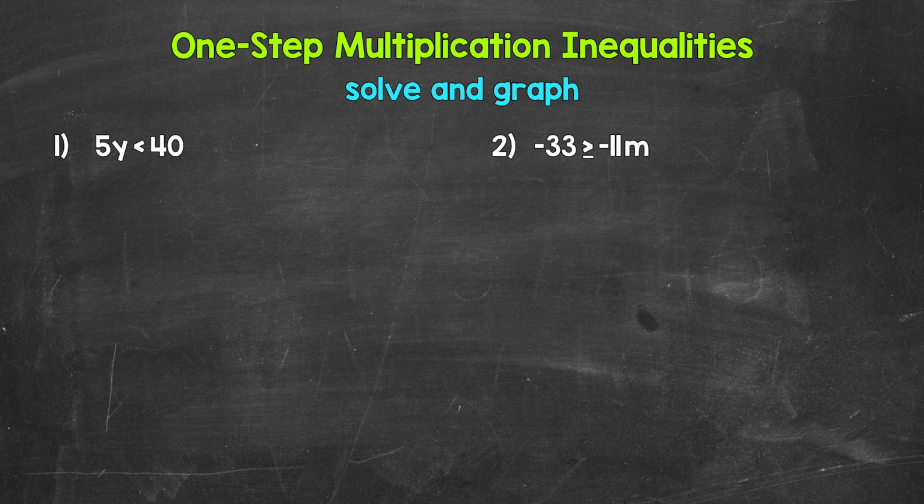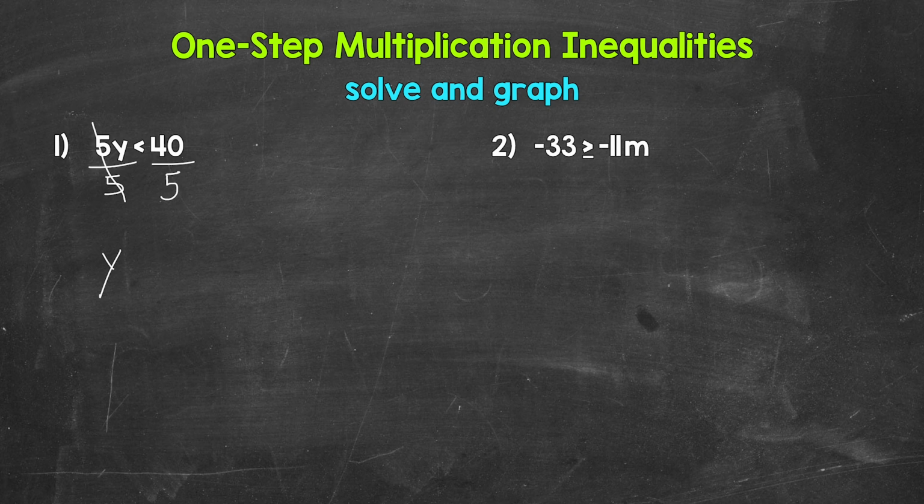5 times y is less than 40. So we are multiplying y by 5. We need the inverse operation of multiplication. That's division. So let's divide the left side of the inequality by 5. That means we need to divide the right side as well. Whatever we do to one side of an inequality, we must do to the other in order to keep it balanced. Now on the left side, these 5s cancel each other out.